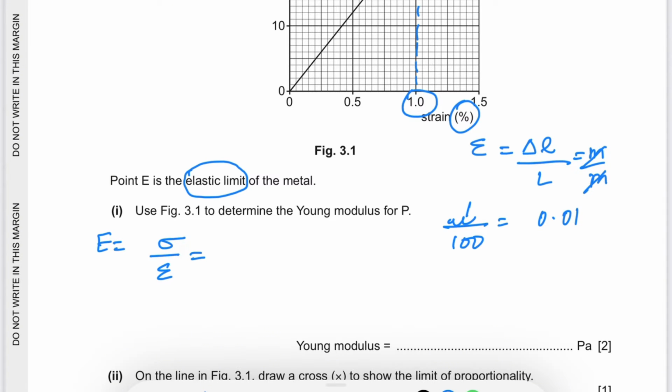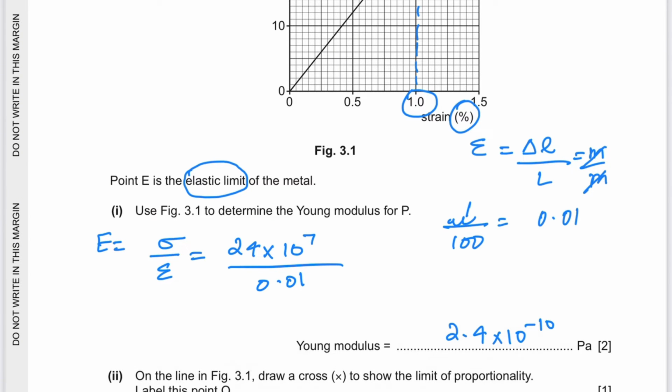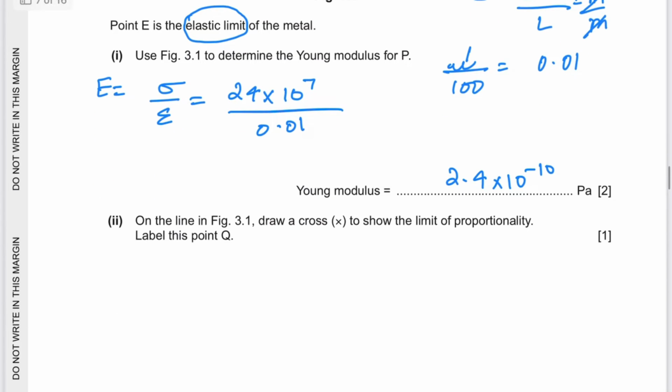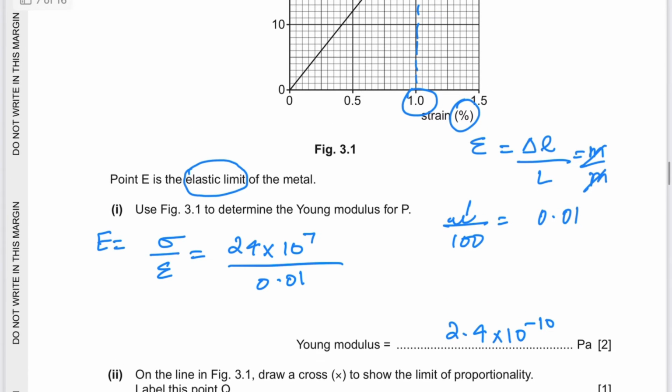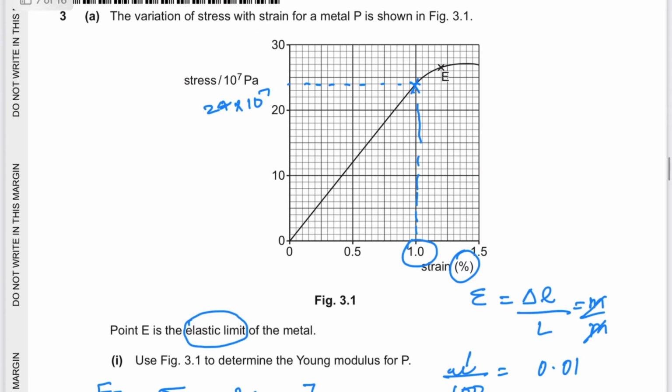So the coordinate that I have picked, that's 24 times 10 raised to 7 divided by 0.01, and so that's your final answer of 2.4 times 10 raised to 10 pascals. On the line in figure 3.1, draw a cross to show the limit of proportionality. Label this point Q. Okay, funny enough, it's the same coordinate over here.